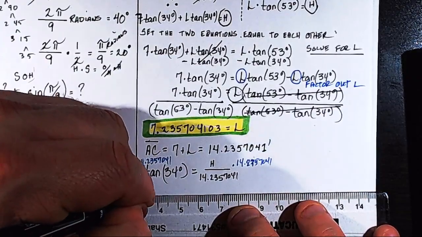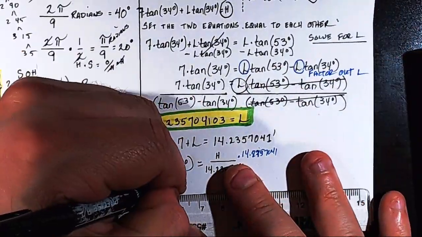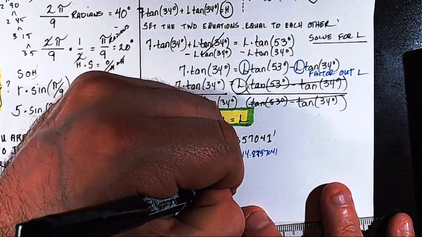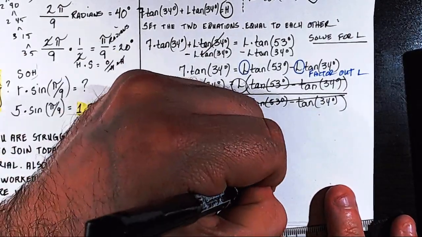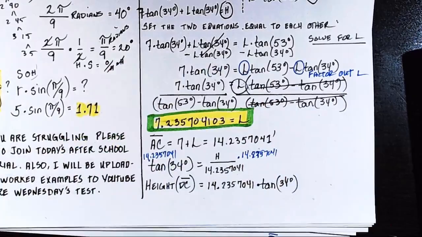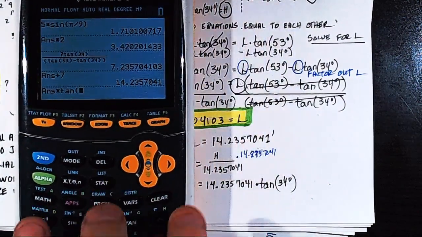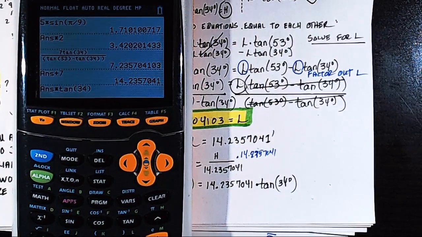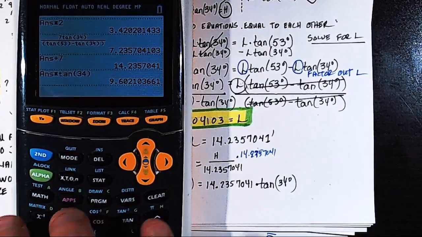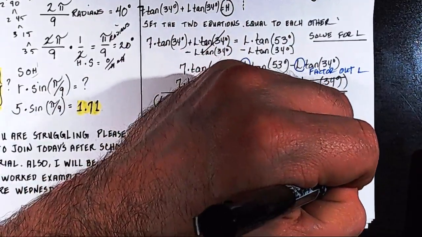So H, or the height, or DC, this is DC, equals 14.2357041 times tan of 34 degrees. Okay, so let's do that. Back to the calculator. We can just multiply that answer by the tangent of 34 degrees. Drum roll. Solved. 9.6021. We can just round to the nearest tenths place. 9.6. So this approximately equals 9.6 feet.